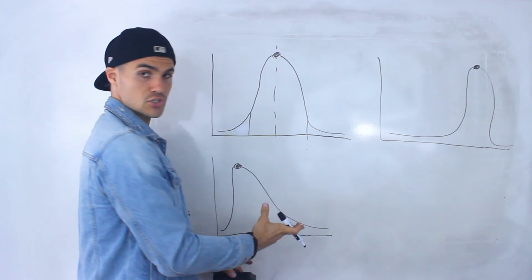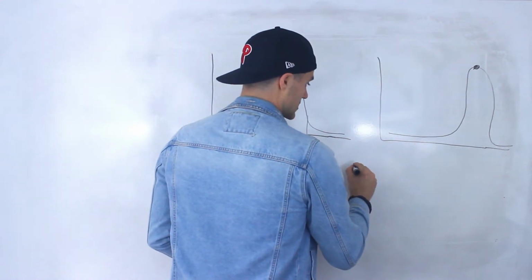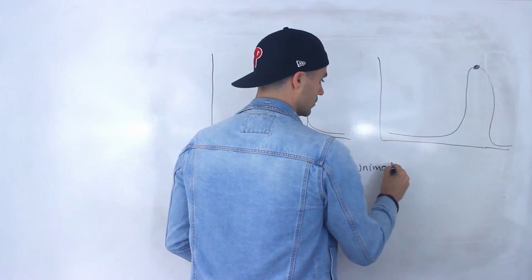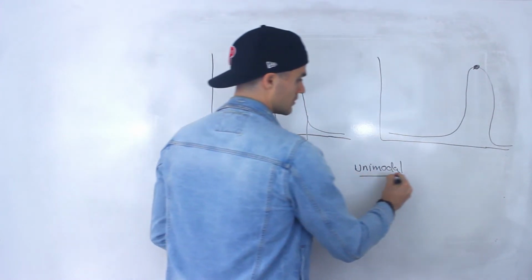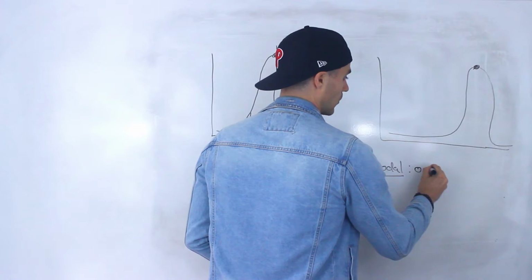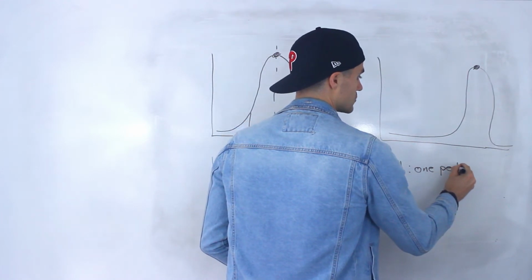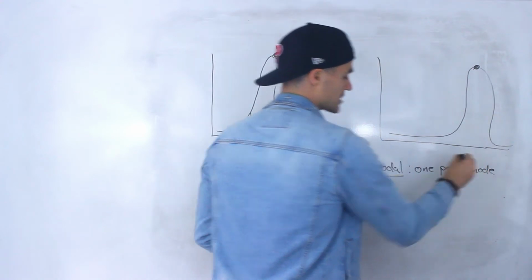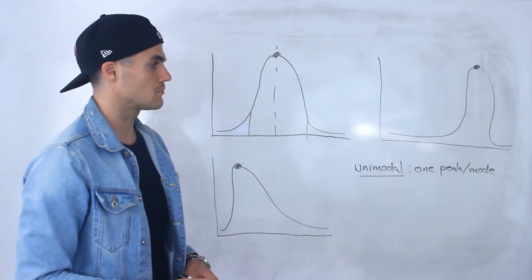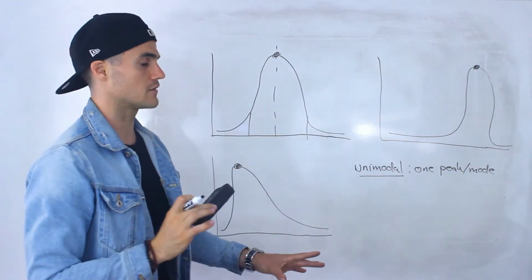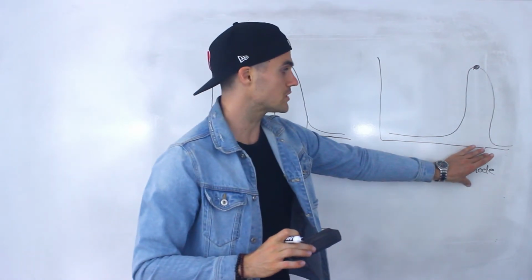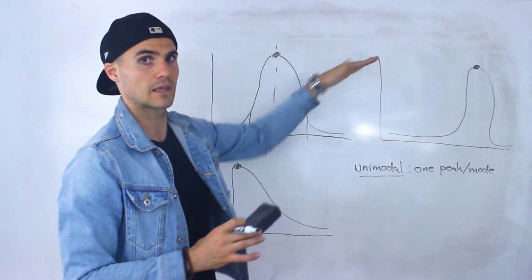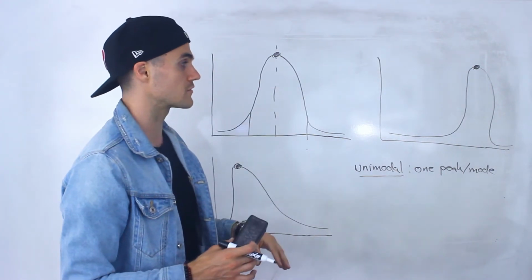And whenever you see a distribution like that, it's called a unimodal distribution. It basically means that there is one peak in the distribution, and that peak represents the mode, which is something we're going to talk about in future videos more when we talk about measures of central tendency. But the mode is basically a value that has the highest frequency in a set of observations.